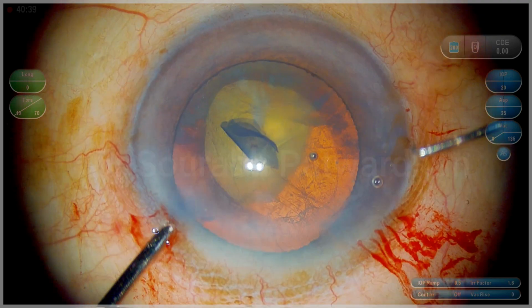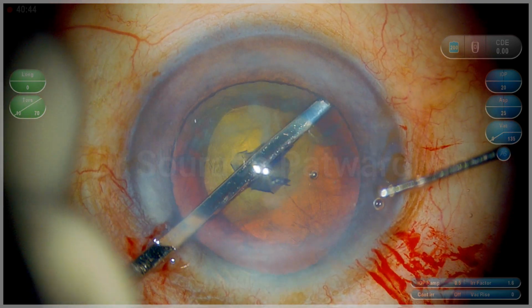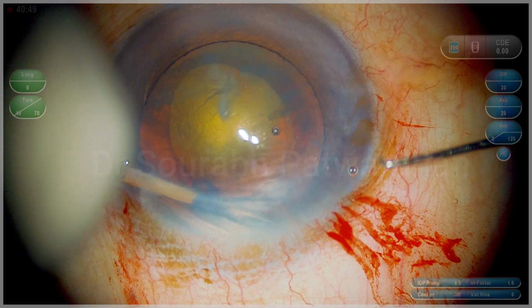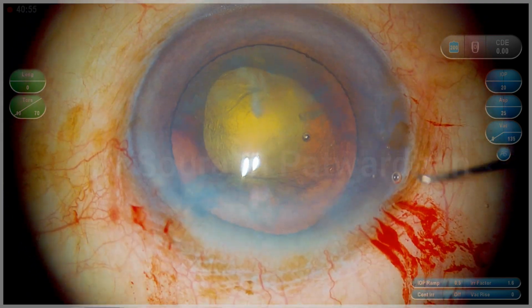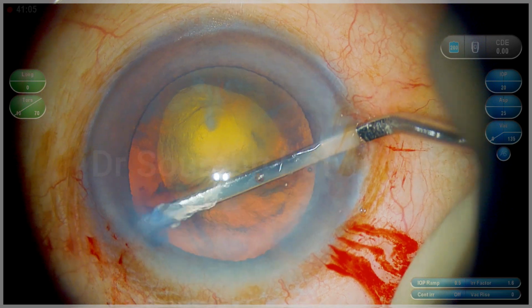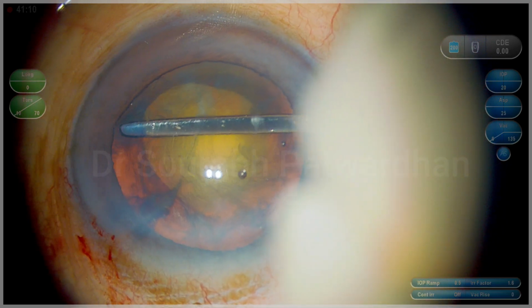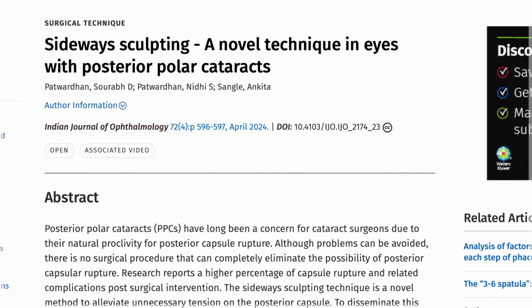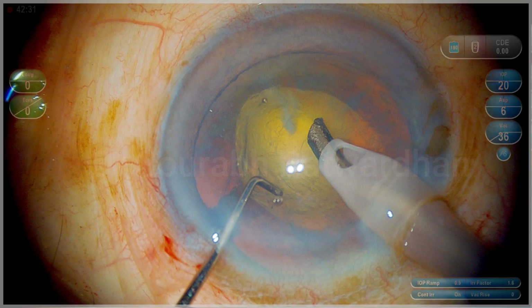Mechanical dissection, which I am doing now with a flat blunt tip, you can see the tip is very curved, it's blunt, so I can go till the equator using this iris repositor and I am basically releasing all the epinucleus from the capsule. So I am trying to go as close to the capsule as possible. And this is a technique I am going to use, which was published by me in 2024. It's called sideways trenching technique.